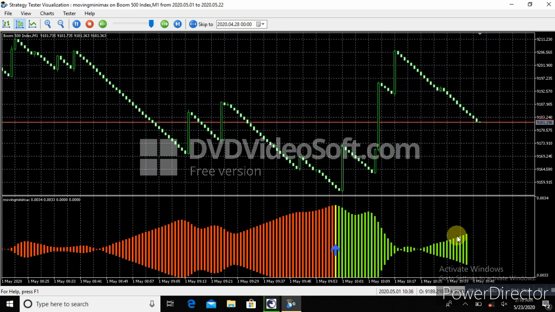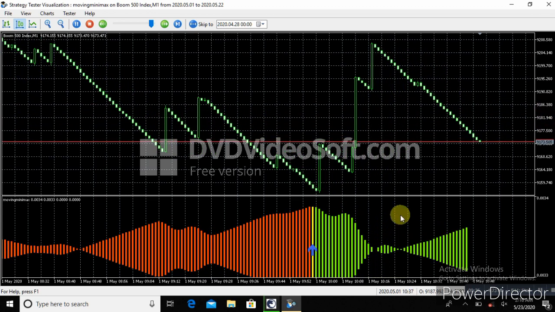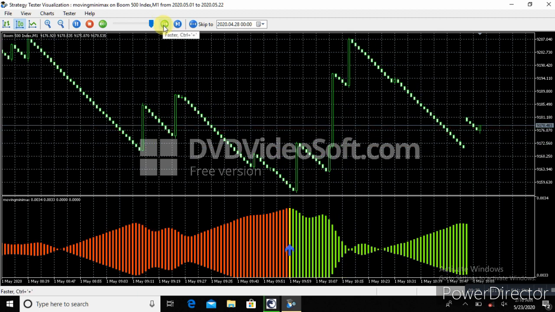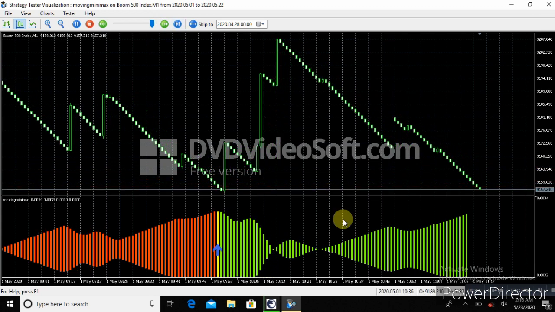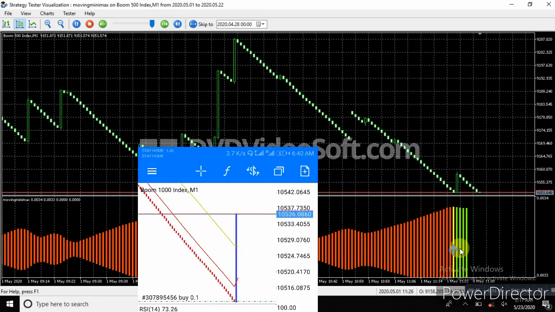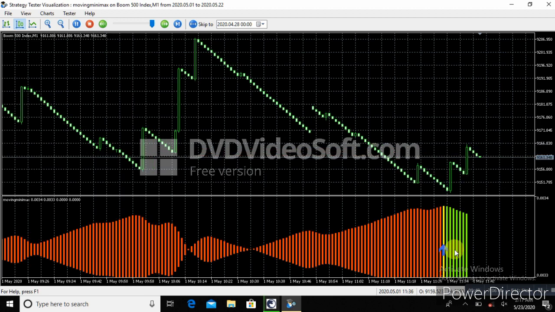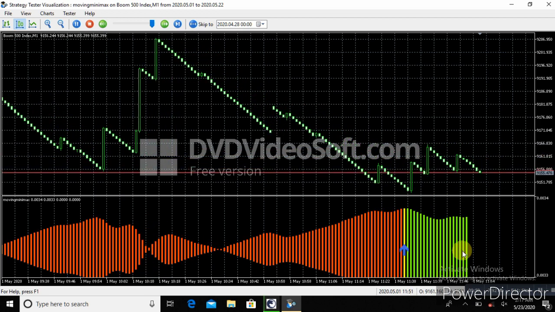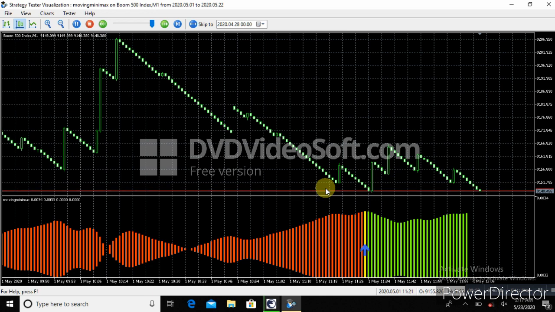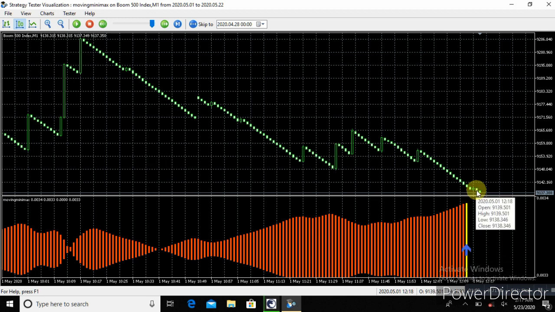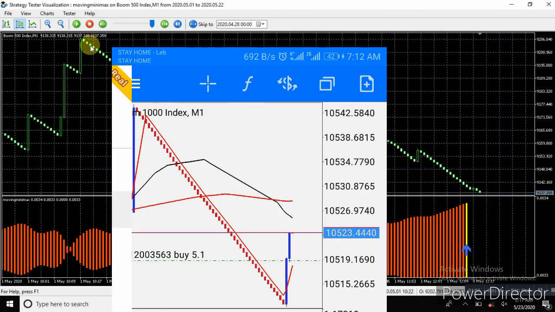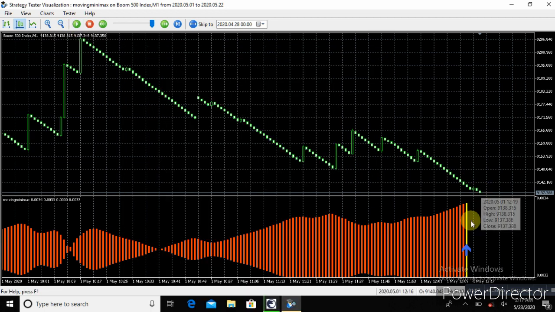Just see the next arrow. Look here guys, spike on the way. Look here guys, this arrow appeared and now it's spike time. Okay, and look here, just after 3, 4 or 8 candles the spike will come.